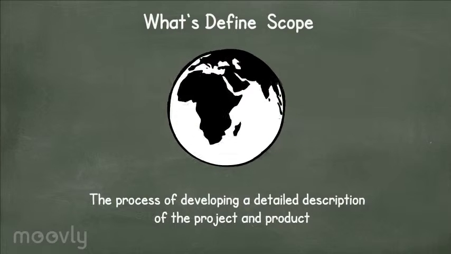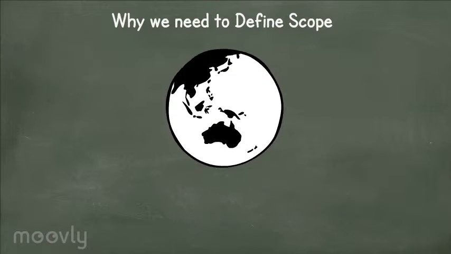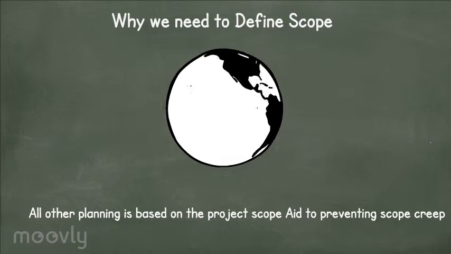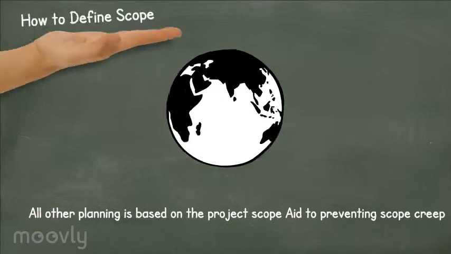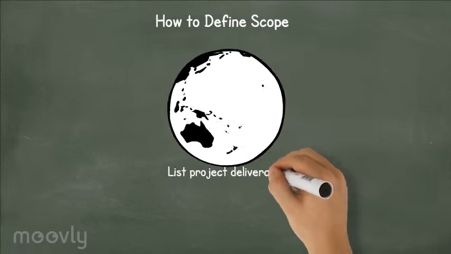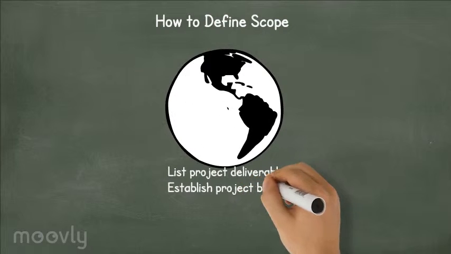How do we define scope? There are 3 steps we will keep in mind: list project deliverables, establish project boundaries, that is in scope and out of scope, and understand constraints. Create WBS structure.